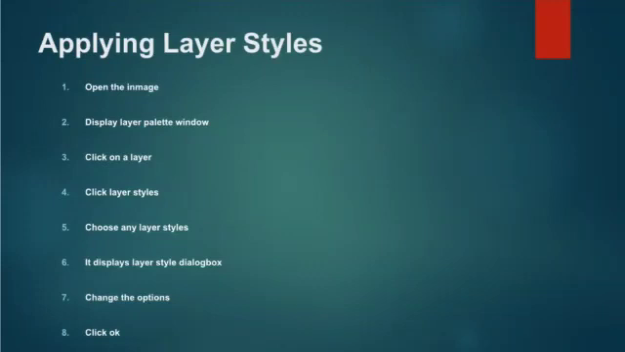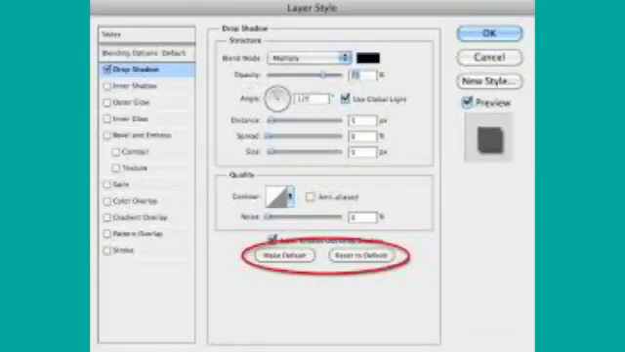The procedure for applying layer styles to an image is: open the image and display the layer palette window. Then we click on a layer in the layer palette to apply styles. Then we click the layer menu and click the layer style option. Choose any layer style. It displays the layer style dialog box like this. Here we can have different styles.